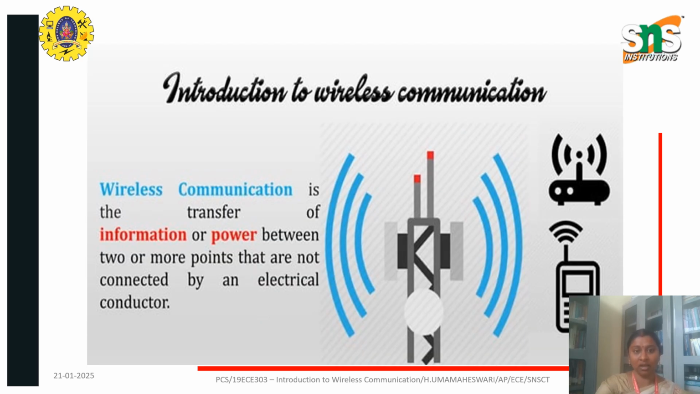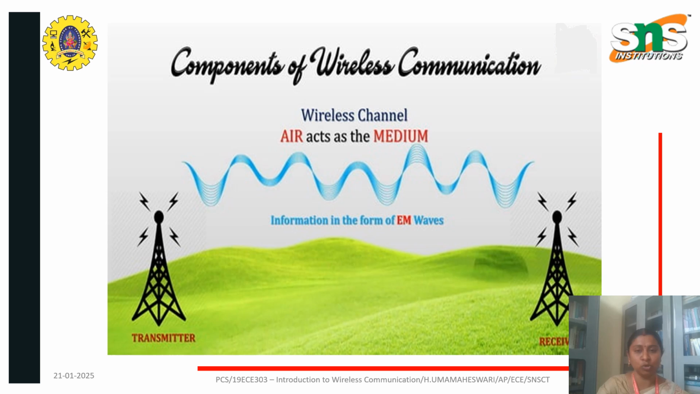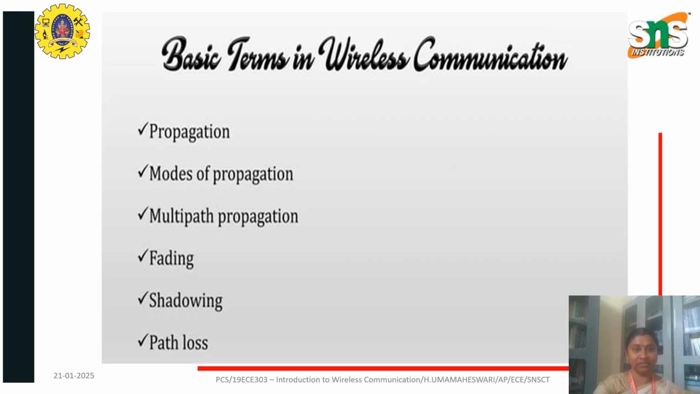So the main thing is, wireless communication is used to transfer information or power between two or more points that are not connected by an electrical conductor. It is wireless, so it is not connected by any conductors. The various components of wireless communication are the wireless channel, mainly the air, which acts as a medium. Then the information is transferred in the form of electromagnetic waves from the transmitter to the receiver.